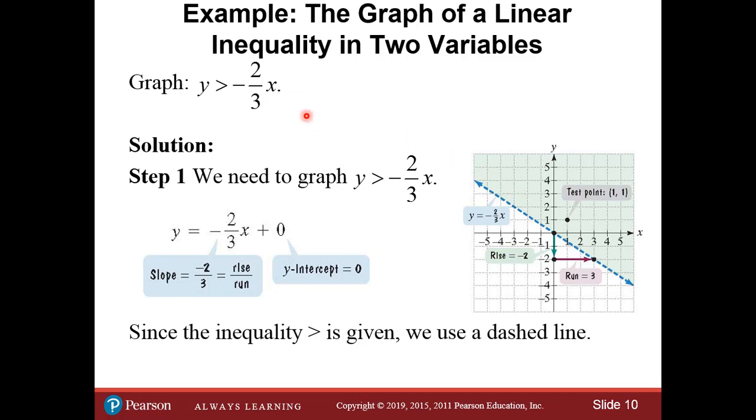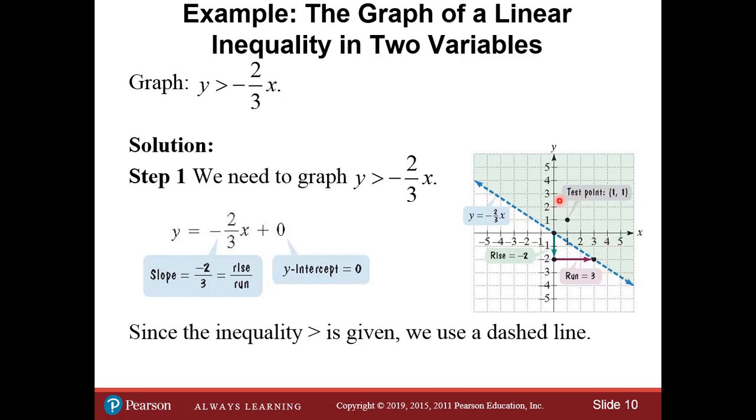Okay, so in this case here, you can use the y-intercept form to find it. So you have your slope, you have the y-intercept, which is 0. So it goes through the origin, so you can't use 0, 0 as your test point. But in this case, you don't need to because we're going to use the fact that it's in y-intercept form. And so your slope is going to find the next point. So it's going to go down 2 and to the right 3. So we go down 2, right 3, and there's our other point. So we draw our dotted line with the arrows.